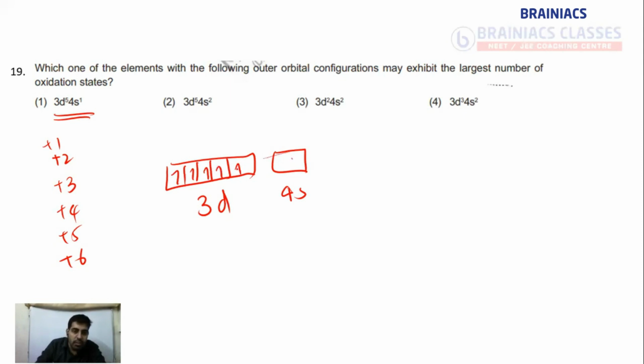One electron from 4s and one electron from 3d gives +2. One electron from 4s and 2 electrons from 3d, so you'll get +3. One electron from 4s and 3 electrons from 3d gives +4. One electron from 4s and 4 electrons from 3d shows +5. And one electron from 4s and 5 electrons from 3d gives +6. Now one more thing: +1 oxidation state is not stable. So this configuration can show +2, +3, +4, +5, +6. This configuration can show these oxidation states.